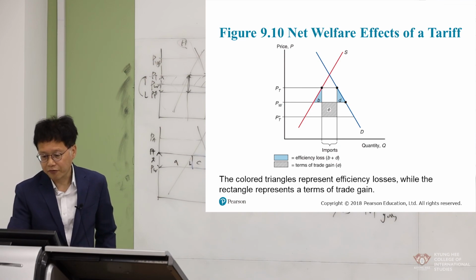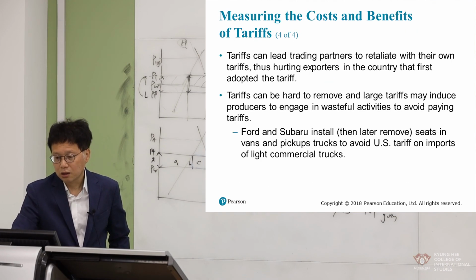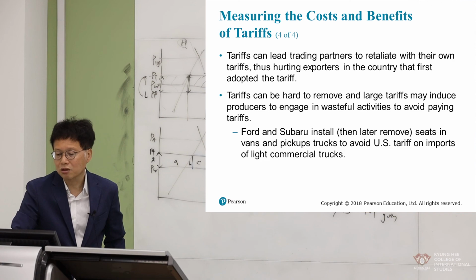The net welfare effects of a tariff. The colored triangle represents the efficiency loss in the large country case. I already explained this, right? Sometimes, and area E is the terms of trade gain. A tariff can lead trading partners to retaliate with their own tariffs, thus hurting exporters in the country that first adopted a tariff. I already explained, right? Tariffs can be hard to remove.